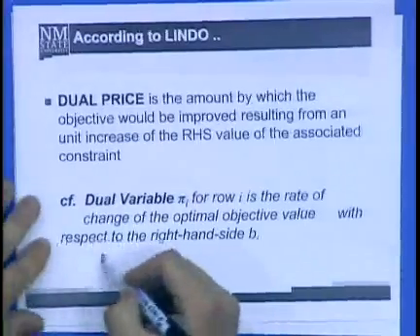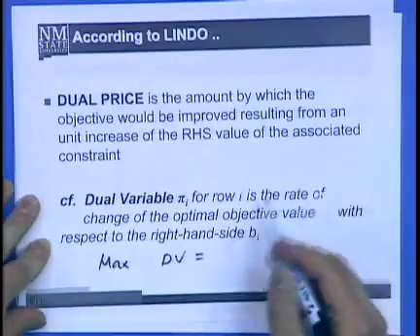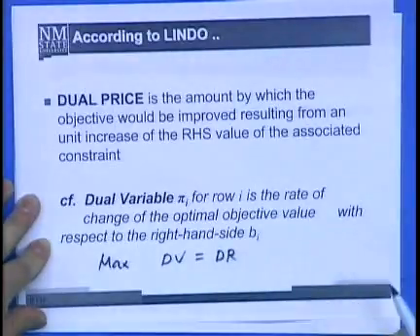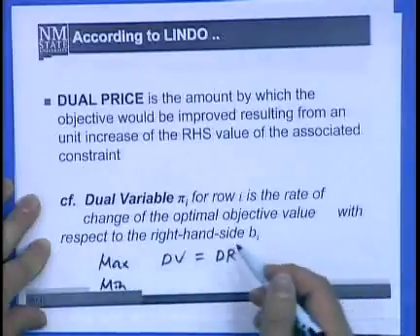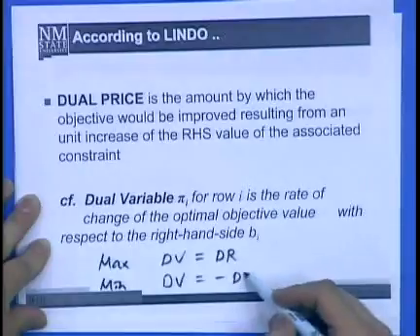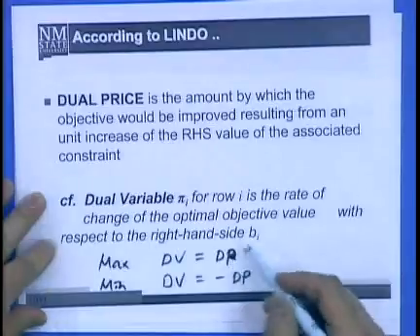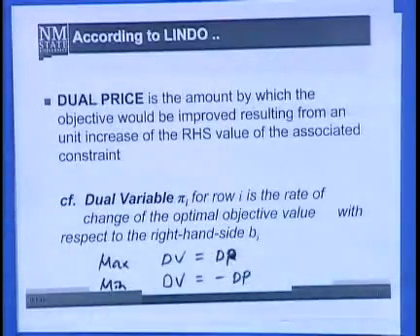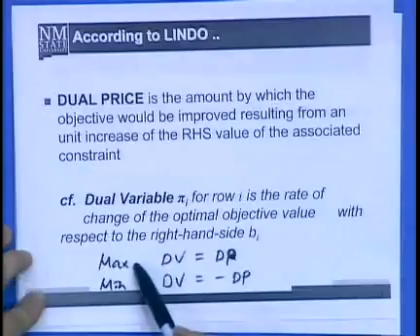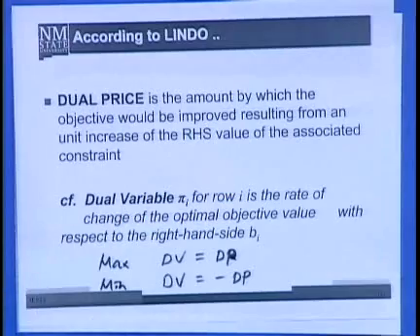And in the maximization problem, the dual variable is the same as the dual price. But in the minimization problem, the dual variable is the negative of the dual price, okay? Because improve means increase in the maximization problem. However, improve means decrease in the minimization problem, right?